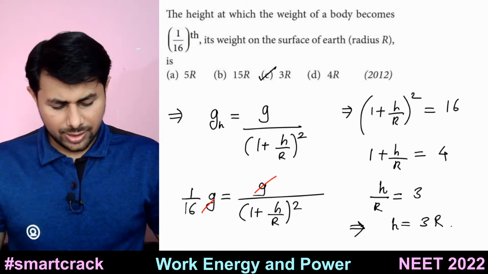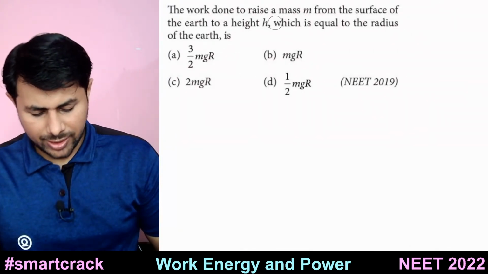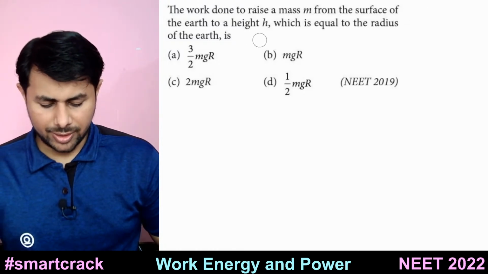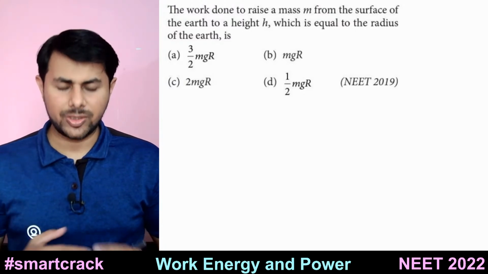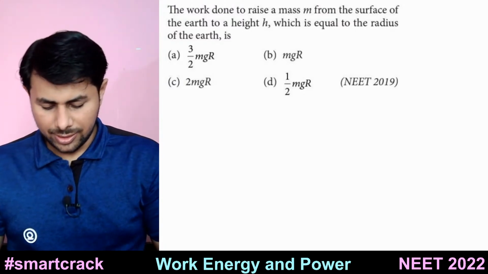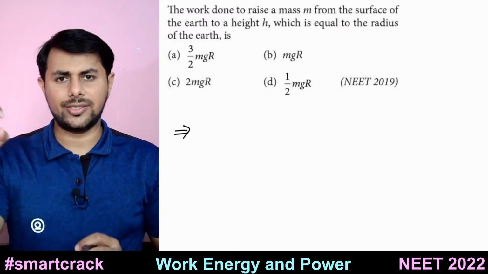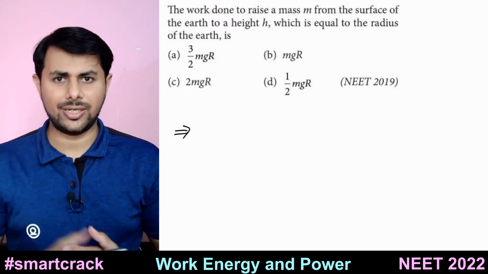Okay. Let's move on to the next problem. The next problem is: the work done to raise a mass m from the surface of earth to a height h, which is equal to the radius of earth, is. How much will be the work done? So as work is done, as the object is raised, there is change in its potential energy.